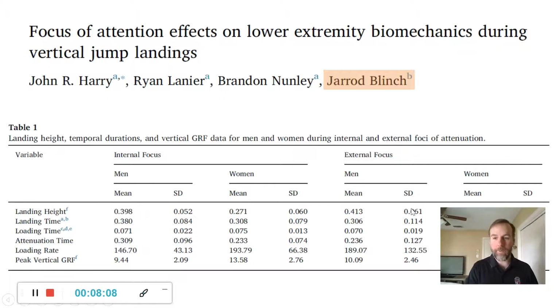So in this example, this article, you can see here, table 1, we have landing height, landing time, loading time, attenuation time, loading rate, and peak vertical ground reaction force. So that's 6 dependent variables. Our manipulation, our control, and our experimental is an internal focus, external focus. And we've also broken that down into how males and females respond. So we're also looking for a sex difference, and we'll come back to that a little bit later when we're talking about covariance. So already 6 dependent variables.